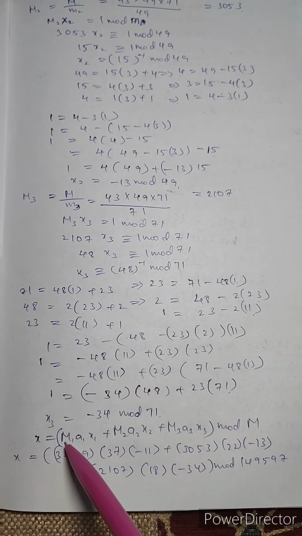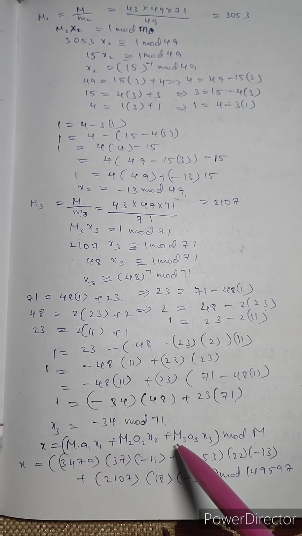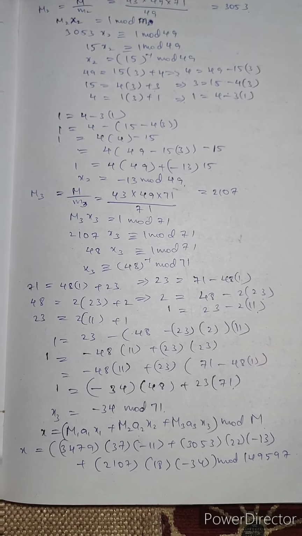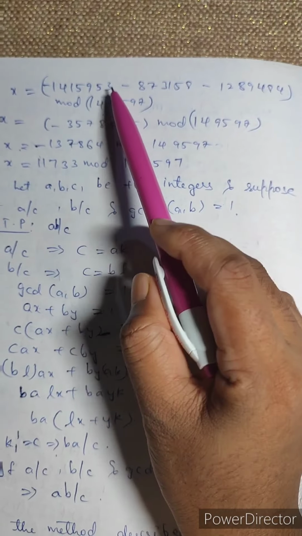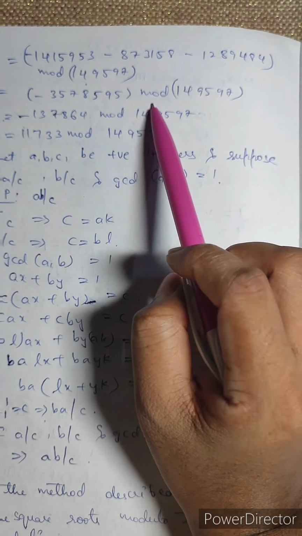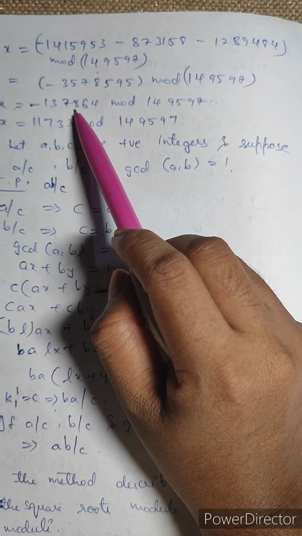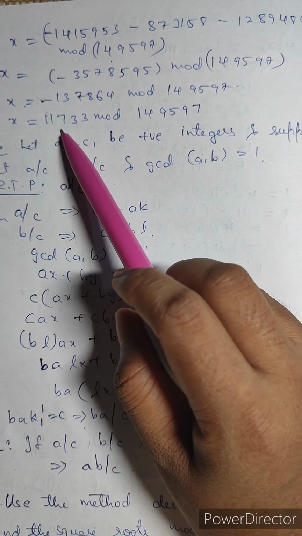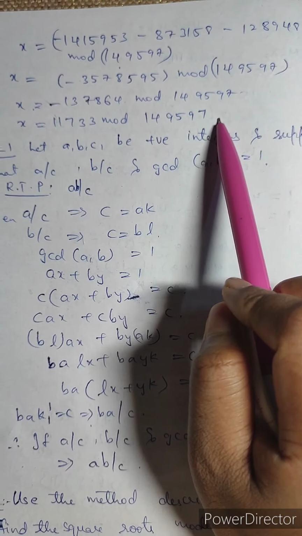x is equal to M1 a1 x1 plus M2 a2 x2 plus M3 a3 x3 modulo M. Here if we substitute the values of M1 a1 x1, M2 a2 x2 and M3 a3 x3 and add up the things, mod capital M, we get some values like this. If we add them and then divide with 149597, we get minus 137864 modulo 149597. So x is congruent to 11733 modulo 149597.